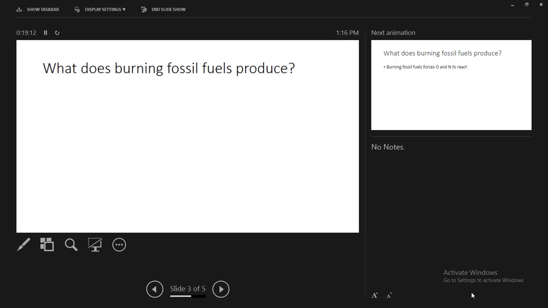A big part of environmental chemistry is focusing on fossil fuels. What are fossil fuels? What happens when we burn them? What is the chemistry involved? And what are some of the implications? This is the next question we're going to deal with.